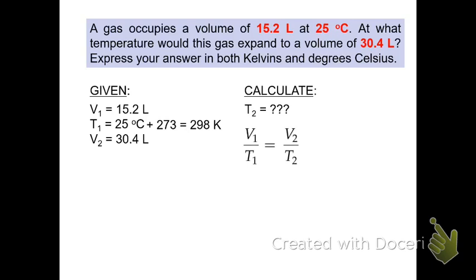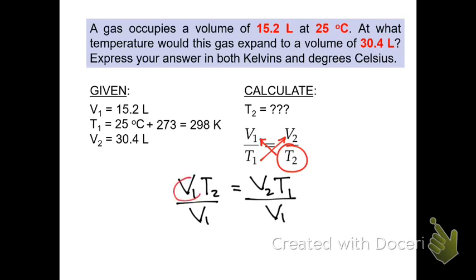And again, this is the equation that you're going to need. And we're trying to isolate T2 this time. So to isolate T2, you can cross multiply. So this gives us V1 times T2 equals V2 times T1. And we can try to isolate T2 by itself, because that's what we're trying to find, by dividing both sides by V1.